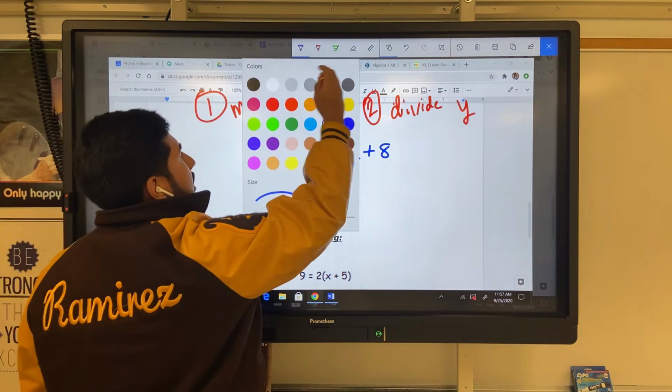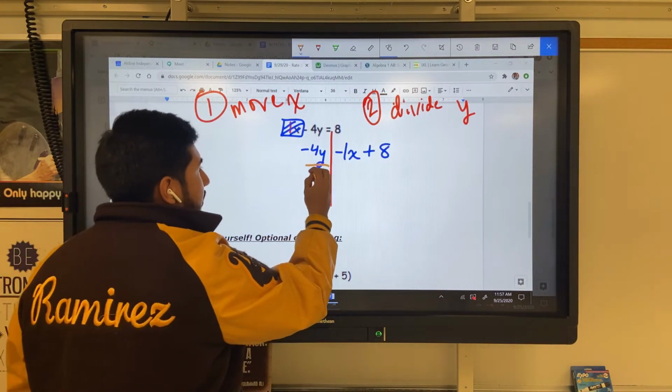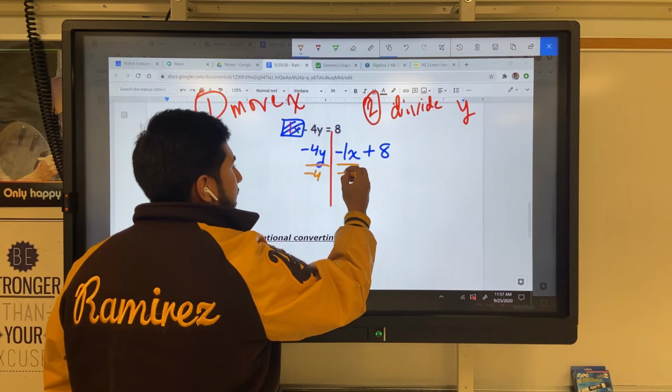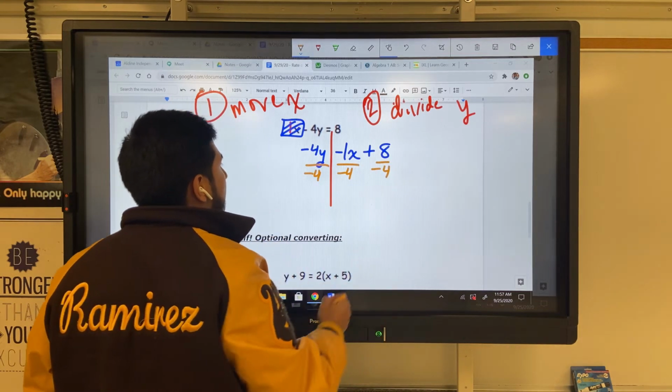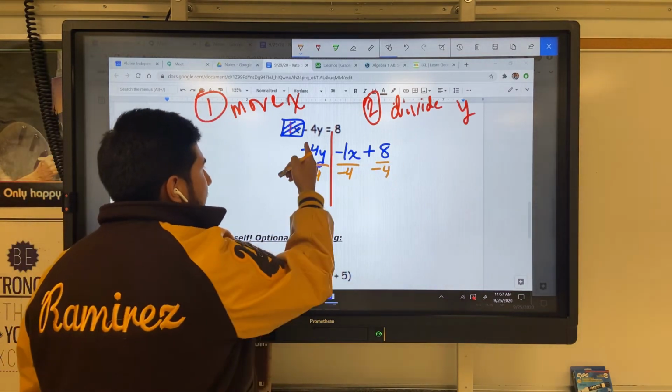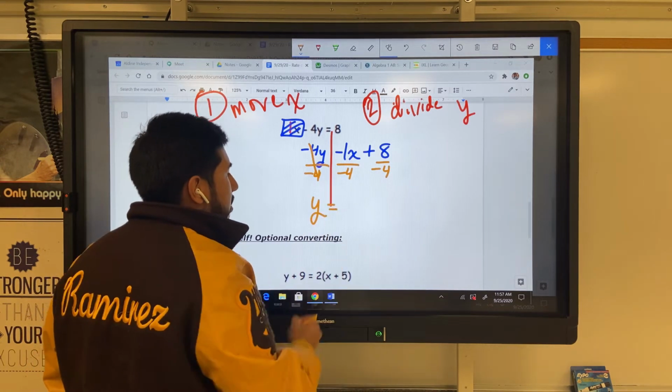Next step tells me to divide by y. Divide by negative 4. Negative 4 divided by negative 4 is going to cancel out because that gives me 1, so that gives me y equals.